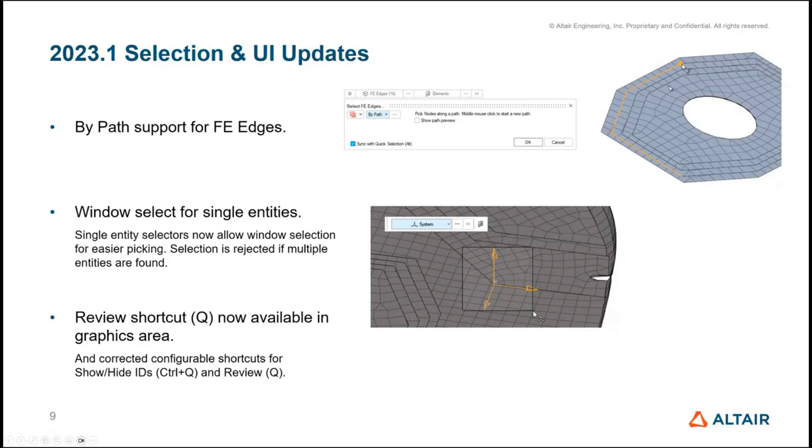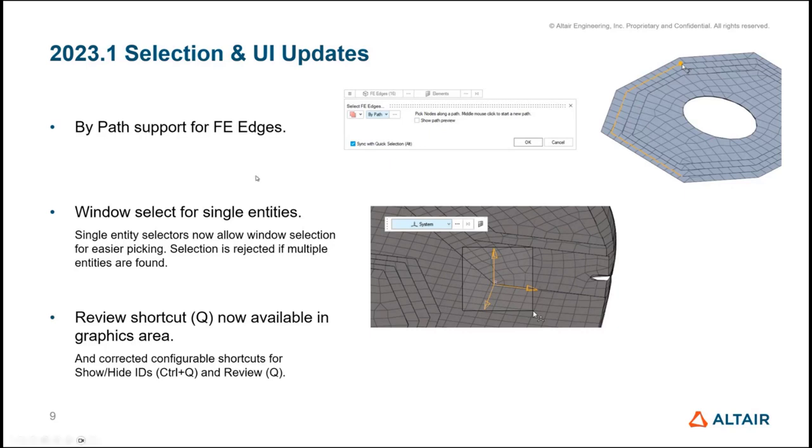We use nodes as well when you're selecting edges, and we get them from the path of nodes. The workflow should be exactly the same. You click on endpoints, it will fill the path, and you can use middle mouse if you want to interrupt the path and start a new one.